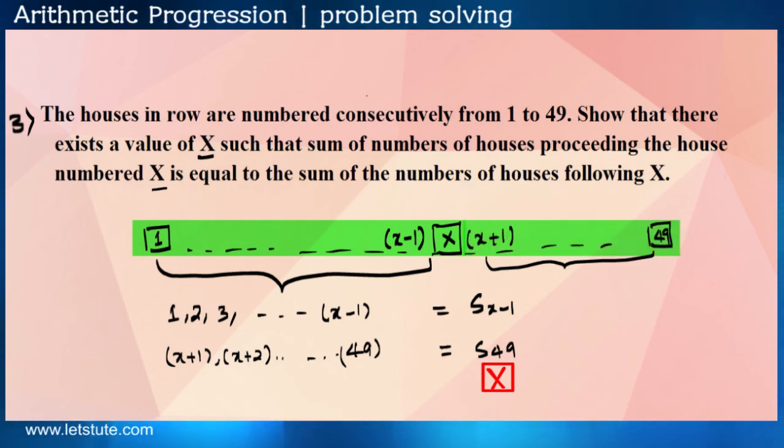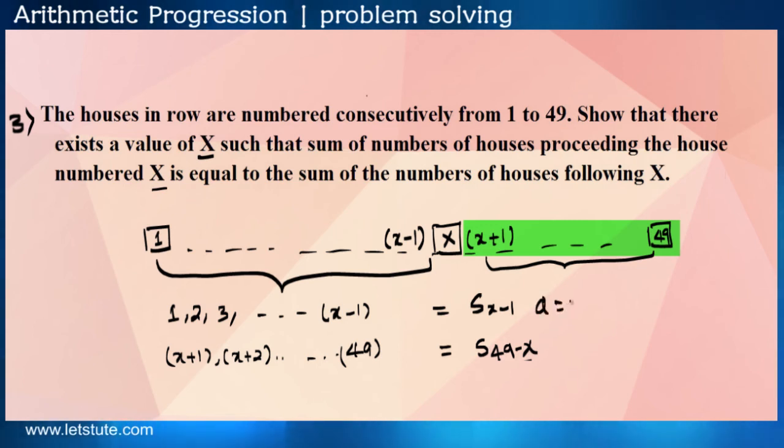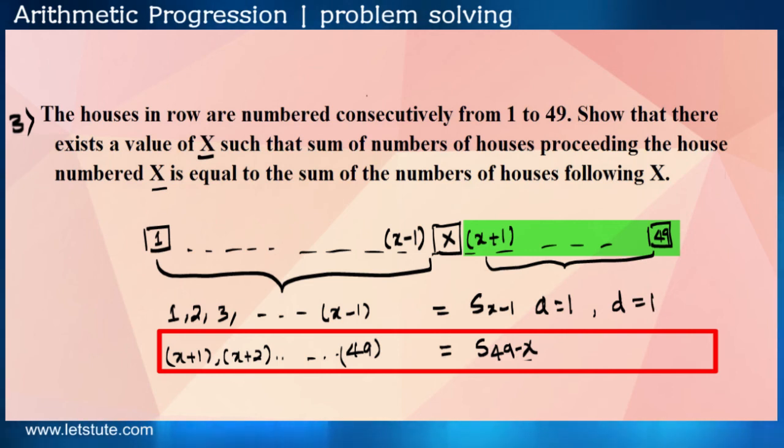So from this 49, if we subtract 1 to x, the remaining line segment will start from x plus 1. That means we have to find the sum S49 minus Sx. What is a over here? a is 1 and d is also 1 for the first arithmetic progression. For the second arithmetic progression, a is x plus 1 and d is 1 only.